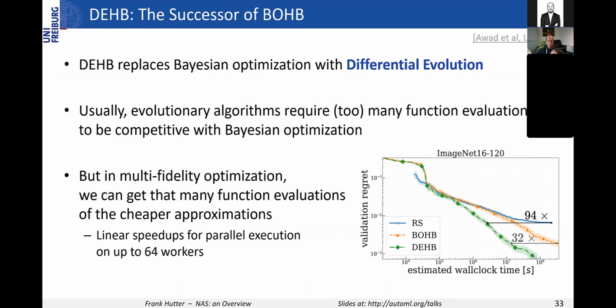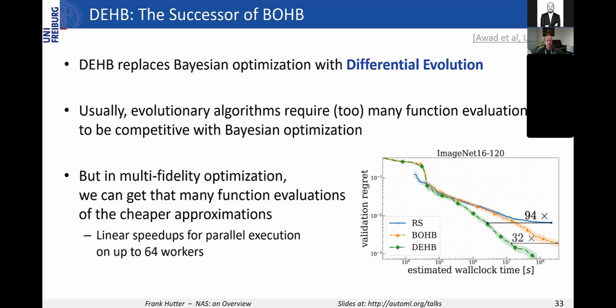All right. You also saw the DEHB algorithm yesterday. This, from our group, replaces Bayesian optimization with differential evolution. Usually evolutionary algorithms require too many function evaluations to be competitive with Bayesian optimization, and that's why they're not that popular for HPO.